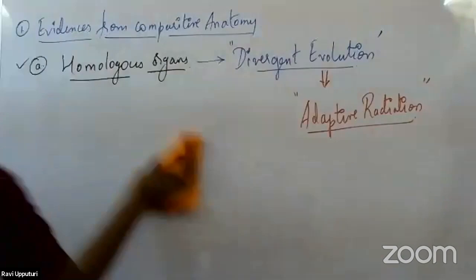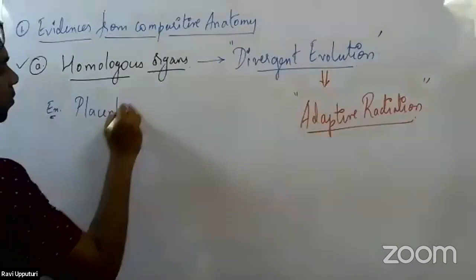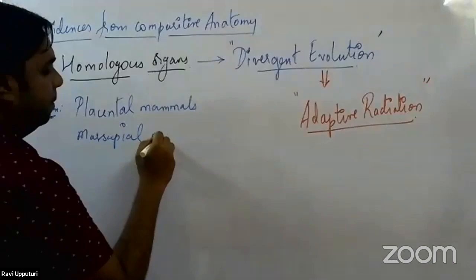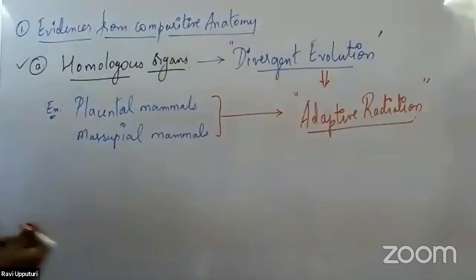The first example we'll be talking about with regards to adaptive radiation is placental mammals as well as marsupial mammals. Both of these exhibit adaptive radiation.